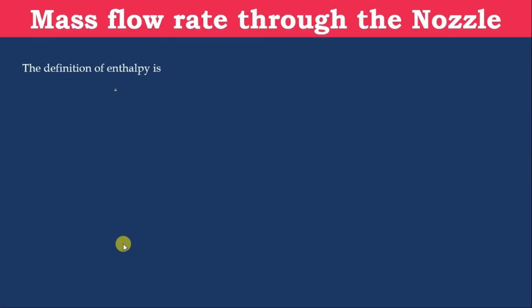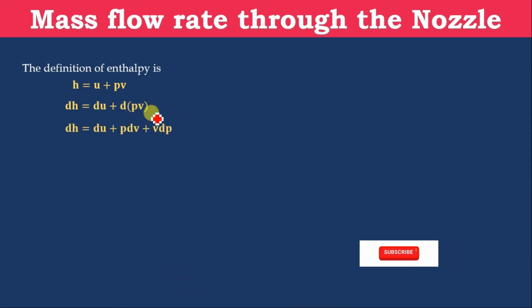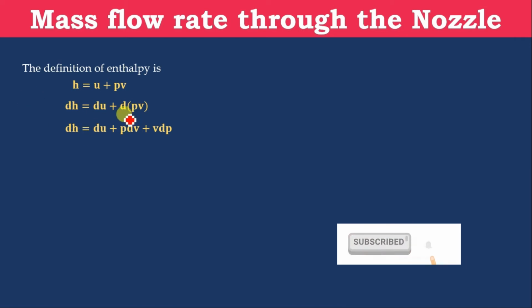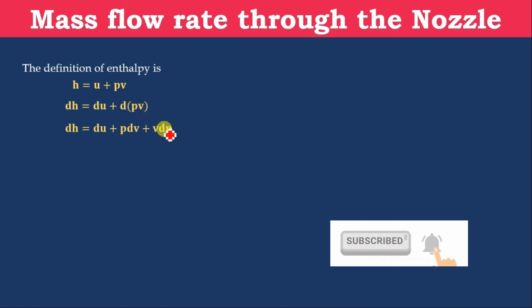To find out exit velocity, the function of a nozzle is to expand the high enthalpy stream. So we talk about enthalpy. From the enthalpy definition, enthalpy is the sum of internal energy plus flow energy. Then change in enthalpy is the change in internal energy plus change in flow energy. This equation can be written as dH is equal to du plus pdv plus vdp. Let's take this as equation number 1.